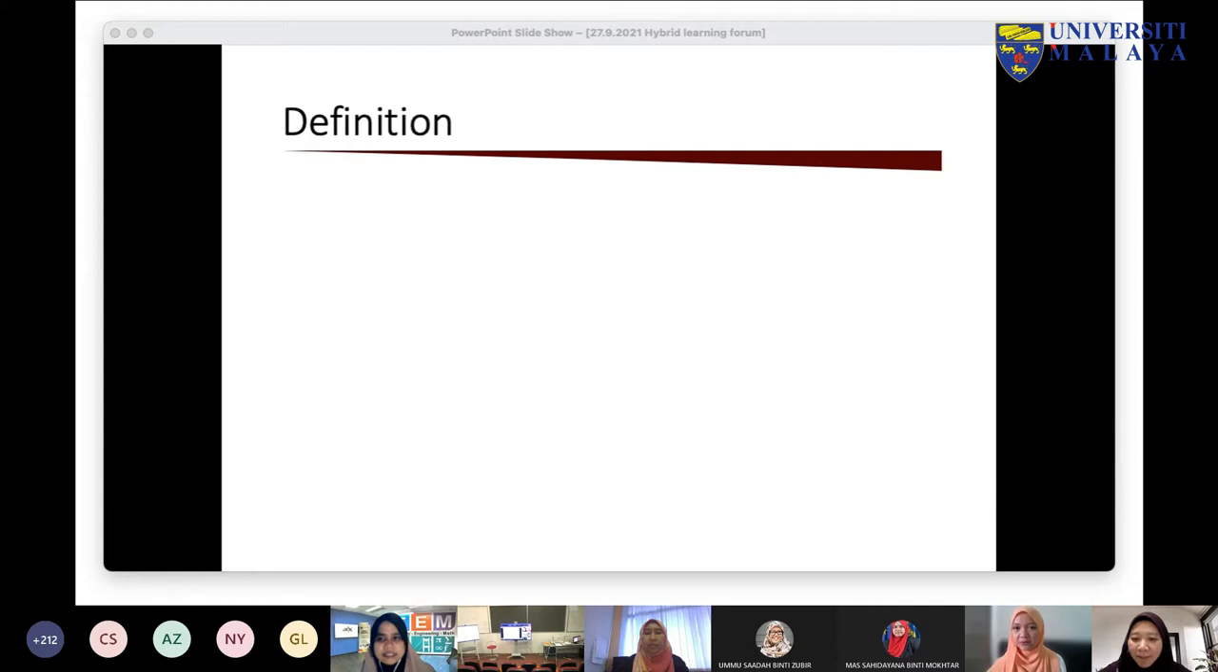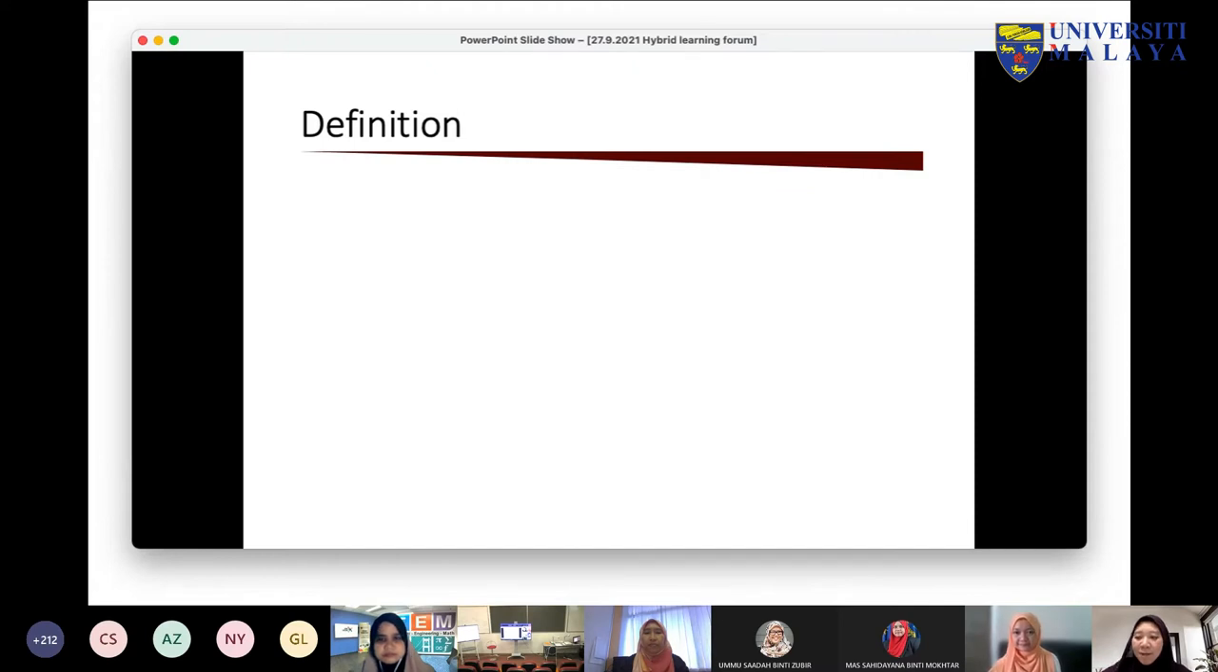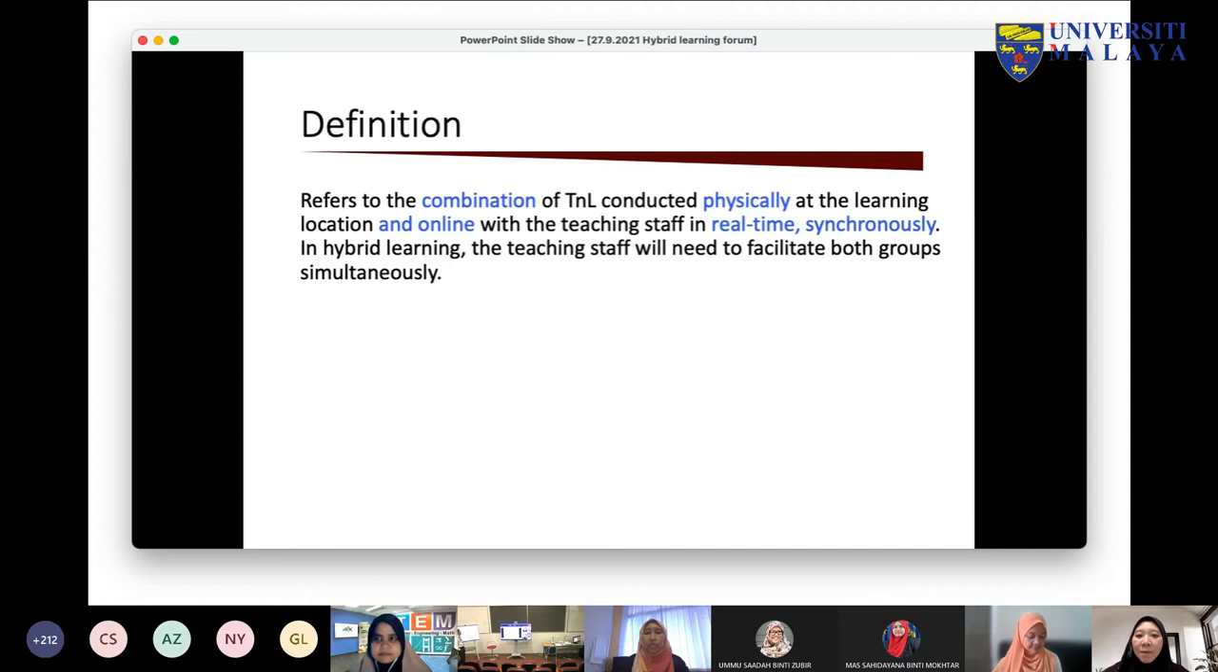Okay, can you hear now? For now, Universiti Malaya has not officially launched the official definition of hybrid learning. So we have been checking with several PTJ, especially our TNCA, and this is the hybrid learning definition that we wanted to introduce today. Hybrid learning refers to the combination of teaching and learning conducted physically at the learning location and online with the teaching staff in real time, synchronously. In hybrid learning, the teaching staff will need to facilitate both groups simultaneously.